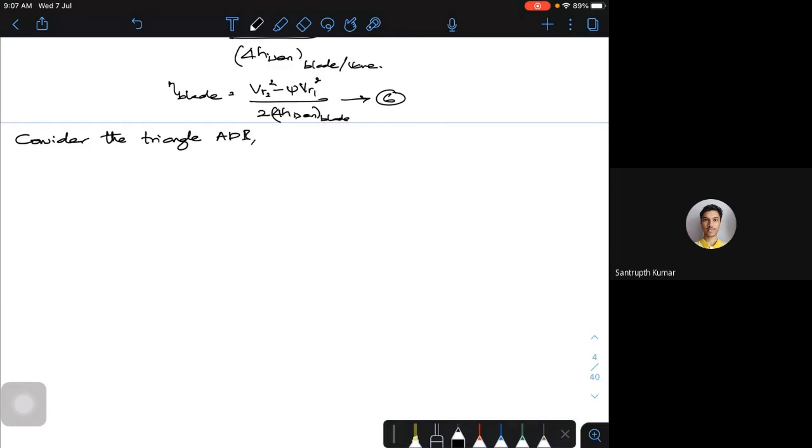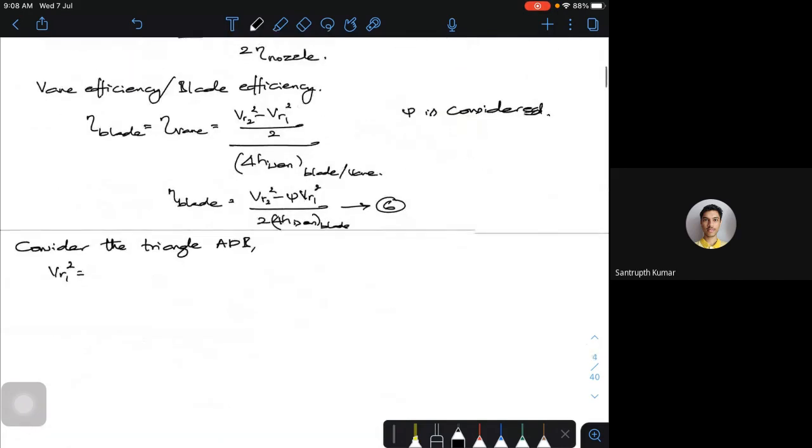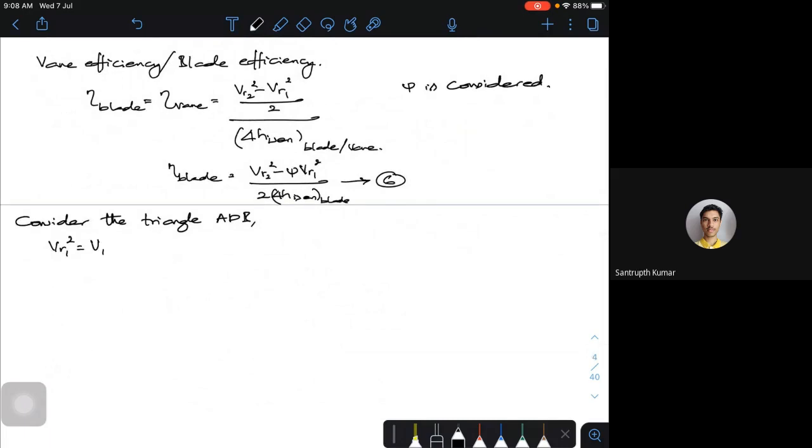Okay, so I can write VR1 square is equal to V1 square plus U square minus 2 V1 U into cos alpha 1. Are you getting it? So I'm going to write that is equal to V1 square plus U square minus 2 V1 U into cos alpha 1.